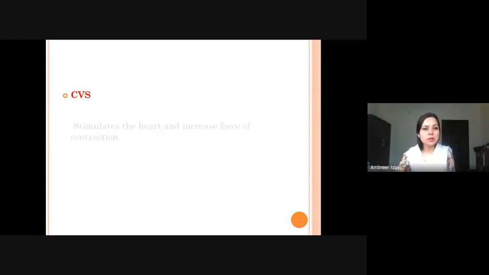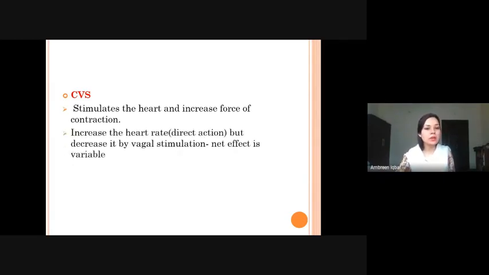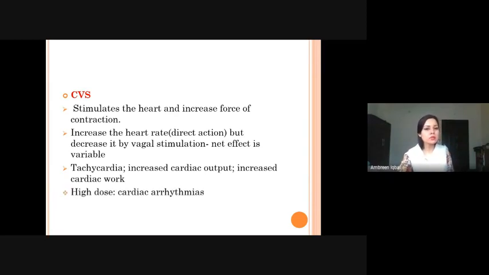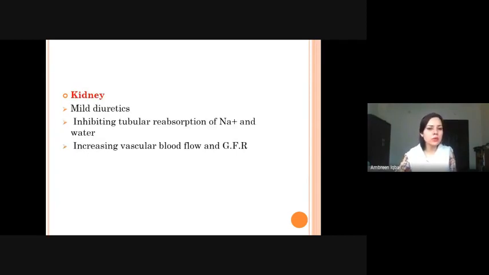On the CVS, meaning the cardiovascular system, it stimulates the heart and increases the force of contraction. It increases the heart rate but decreases the vagal tone, so the net effect is variable. It has a dual effect. Tachycardia increases the cardiac output and the cardiac workload, and even high doses may lead to cardiac arrhythmias. Theophylline is more potent and produces slow, sustained, dose-related bronchodilation.